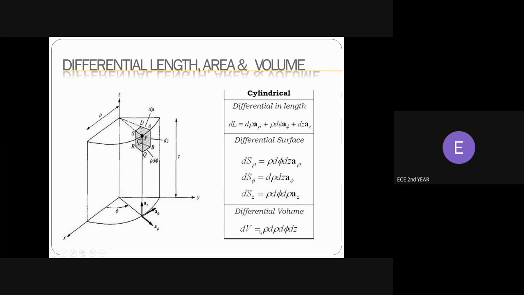The differential volume dv is nothing but the product of the differential lengths in all the directions. So it is d rho multiplied by rho d phi multiplied by dz. This is the differential volume, and here you see the three different surfaces are given, right? And then the values like what is rho, what is phi, and what is z are given. And correspondingly the unit vectors are also given: in the rho direction a rho, in phi a phi, in z a z.